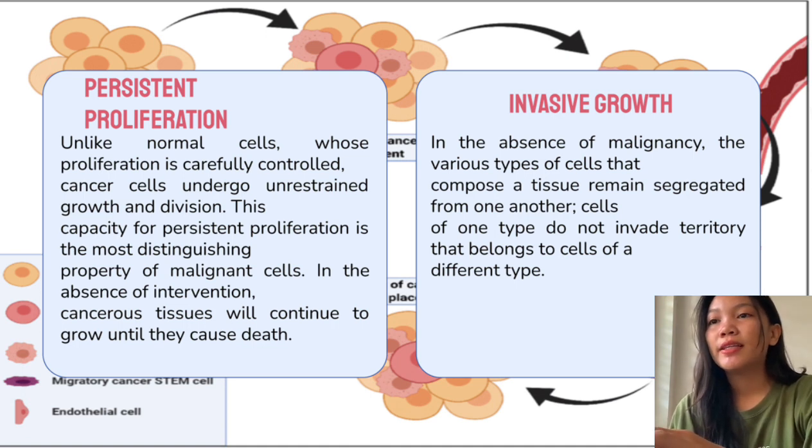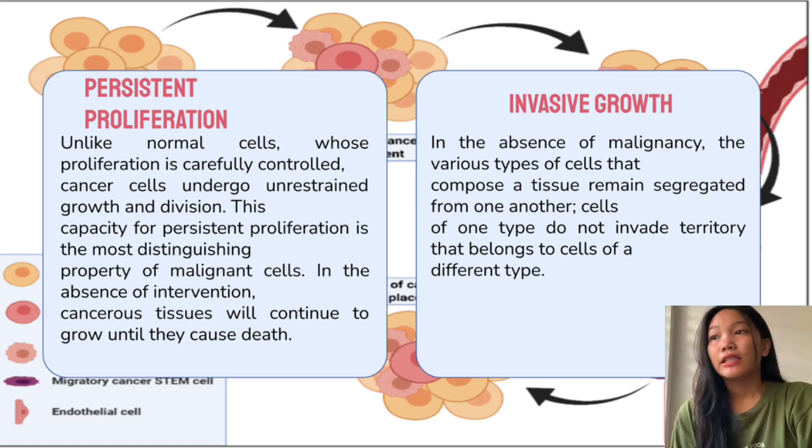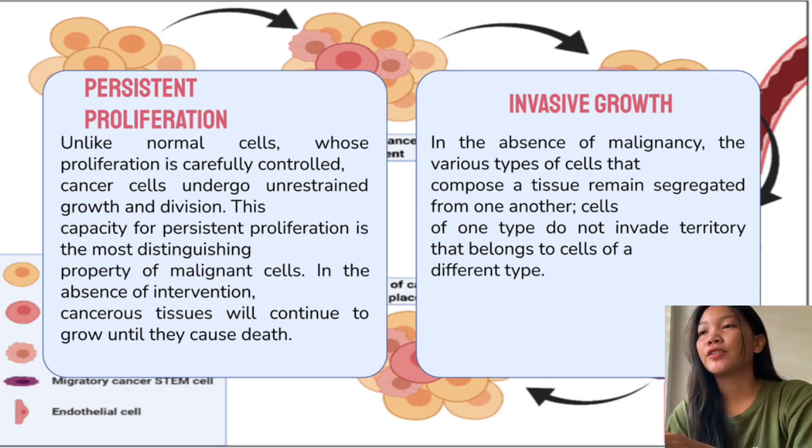Invasive growth. In the absence of malignancy, the various types of cells that compose a tissue remain segregated from one another. Cells of one type do not invade territory that belongs to cells of a different type. Malignant cells are free of the constraints that inhibit invasive growth. As a result, cells of a solid tumor can penetrate adjacent tissues, thereby allowing the cancer to spread.